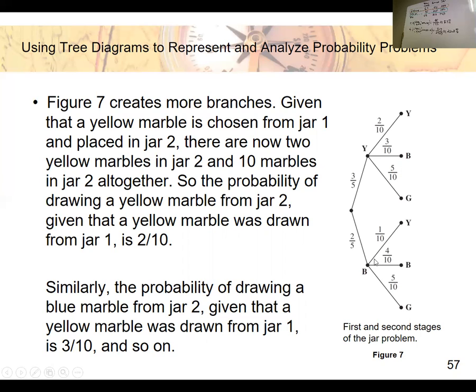Now for the yellow, there's still only one yellow marble. That's 1 out of 10 for that probability. And there were 5 green marbles in jar number 2, so that's going to be 5 out of 10. That's down here. So that's how we construct a tree diagram for this particular situation.